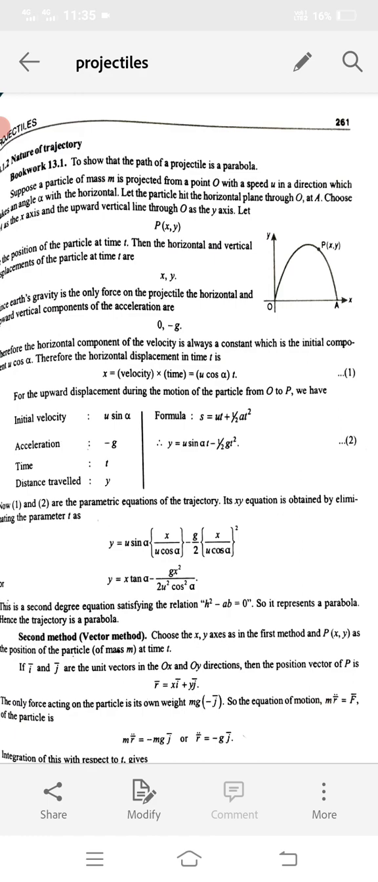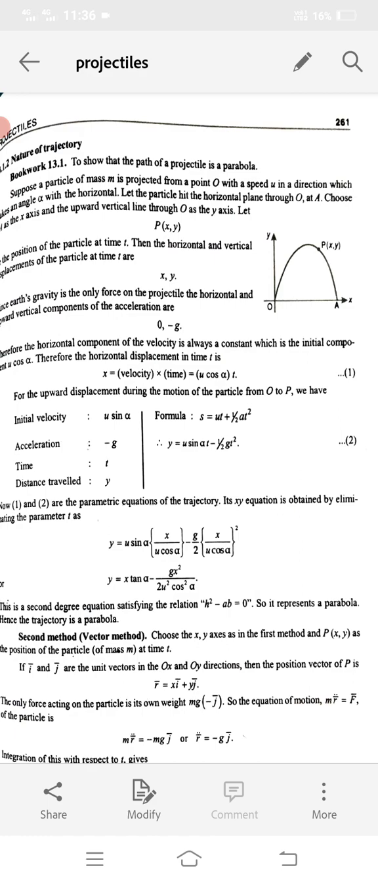Now consider the figure. In the figure, a particle is projected from a point O. The particle moves up to A horizontally. In the horizontal axis, it will reach a point A, OA. Let P be any point on the path of the projectile. It is x comma y. Let t be the time at any instant at which the particle is at the point P, x comma y.